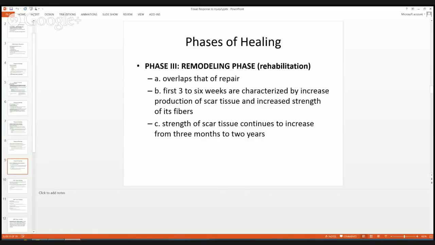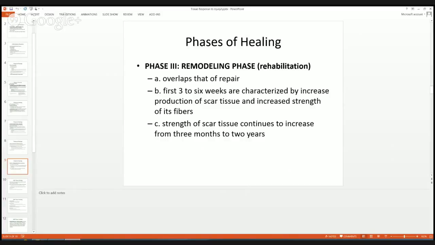And then regeneration. Now our remodeling phase overlaps that of the repair. All right, so the first 3 to 6 weeks are characterized by increased production of scar tissue and an increased strength of its fibers. Strength of the scar tissue continues to increase from 3 months to 2 years.